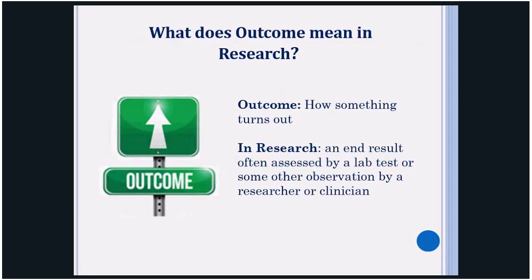What does an outcome mean in research? An outcome, in general, is just how something turns out. In research, what we mean by outcome is an end result, often assessed by a lab test or some other observation by a researcher or a clinician. So when someone conducts scientific research, they are looking for a particular outcome, if something did happen or didn't happen, or why or why not it happened.